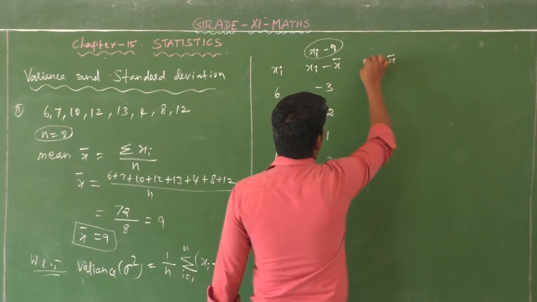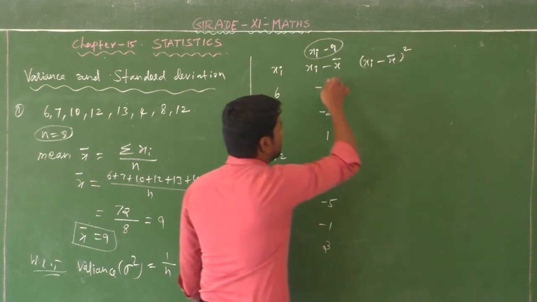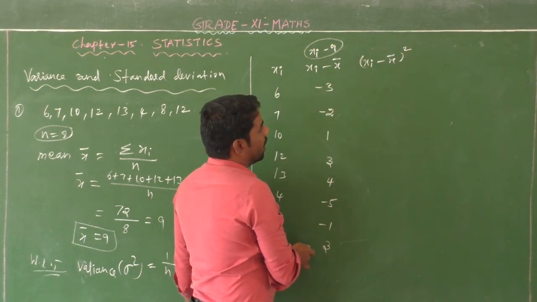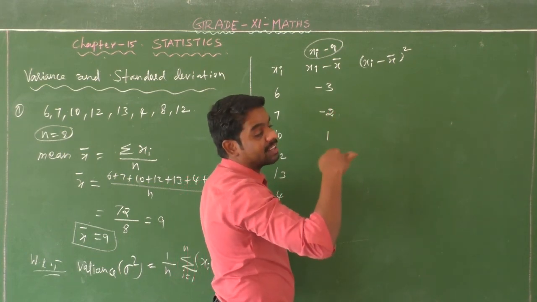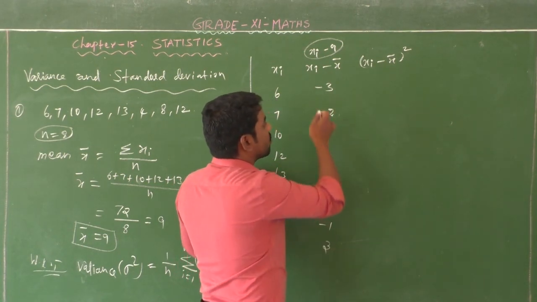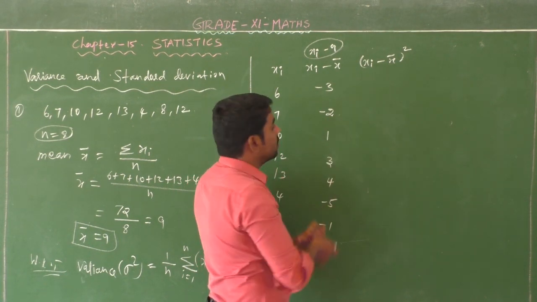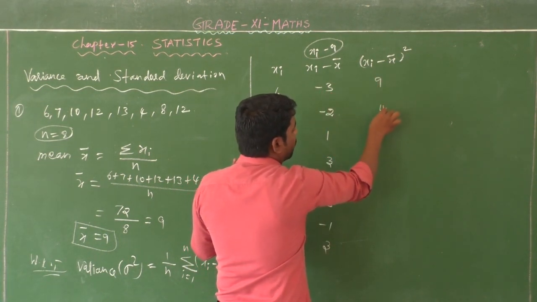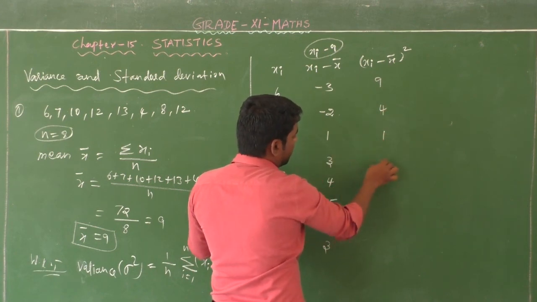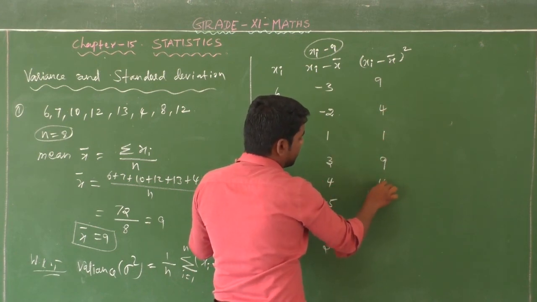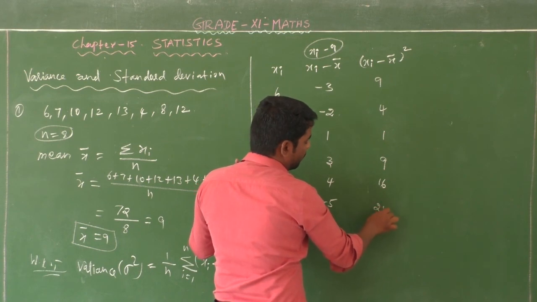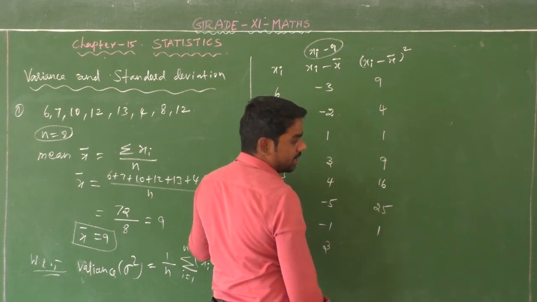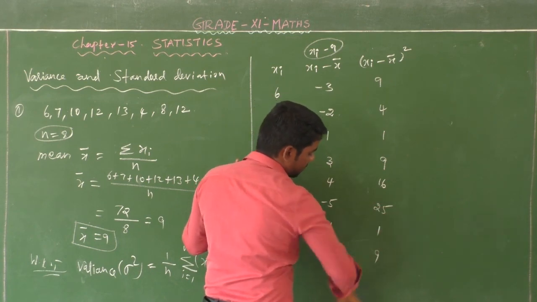And the second column, xi minus x bar the whole square. This is xi minus x bar. Next you find xi minus x bar the whole square, that means the square of this second column. So minus 3 the whole square is 9. Minus 2 the whole square is 4. 1 squared is 1. 3 squared is 9. 4 squared is 16. Minus 5 the whole square is 25. Minus 1 the whole square is plus 1. Plus 3 the whole square is 9.